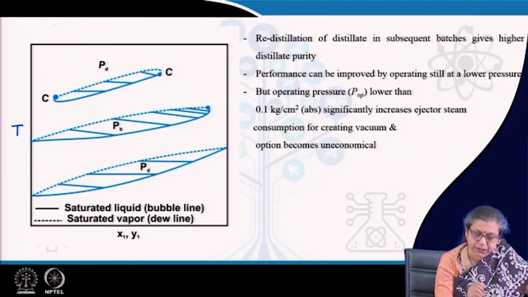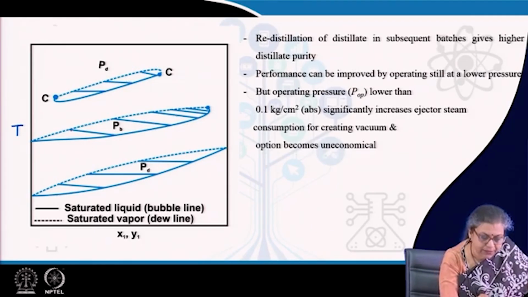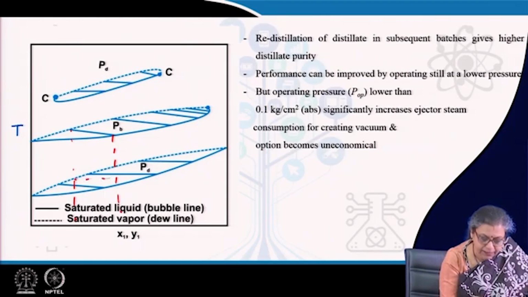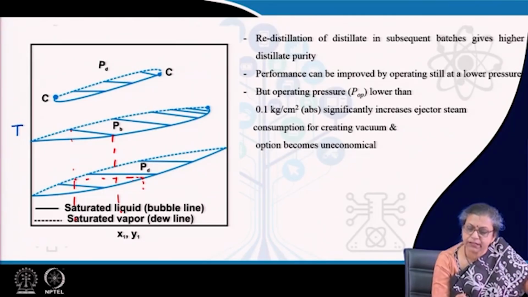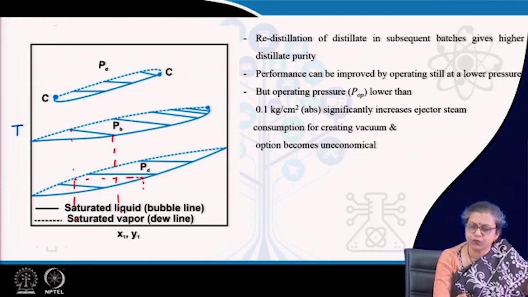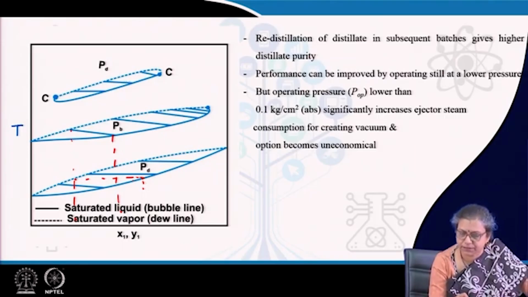When we decrease the pressure, firstly the difference between the bubble point and the dew point increases for any particular composition. In other words, in the TXY curve there is a greater gap between them, which shows that it is quite evident that in this particular case the separation that we get at a lower pressure is much more. So, definitely we can operate at a lower pressure and improve the performance of the batch distillation.